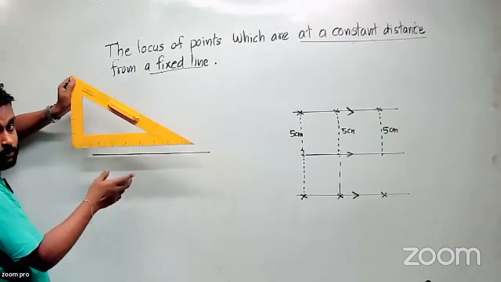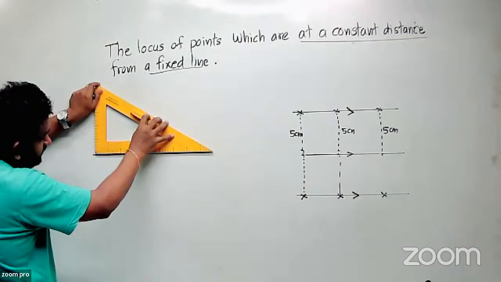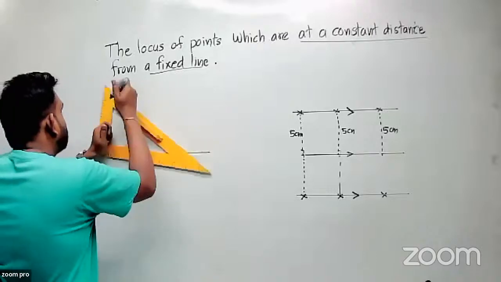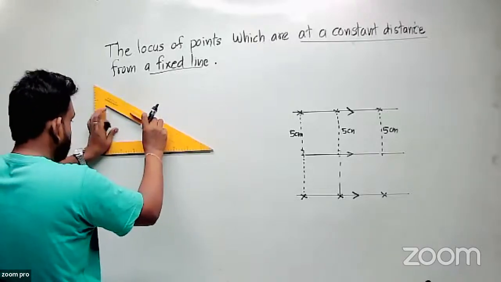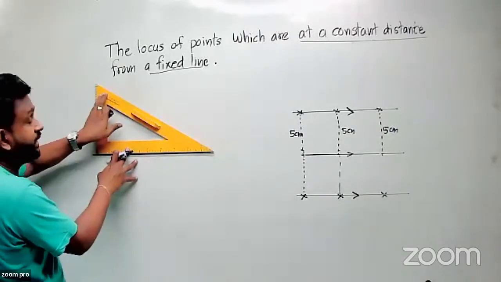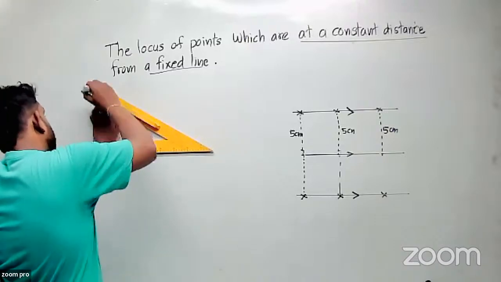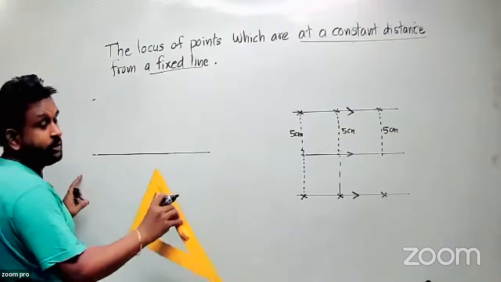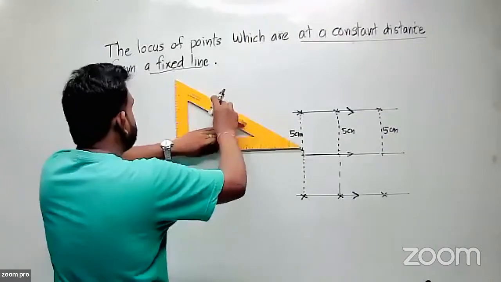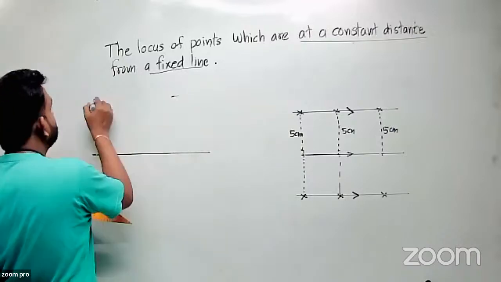So I bring the set square here and make 90 degrees, and I mark here the distance. Imagine I mark here 5 centimeter. The 90 degree should be there in this way, right? And I mark here 5 centimeter. This is the point. Then I come to another point; at least 2 points you require. I come here and I mark 5 centimeter on top. Here 5, here 5.